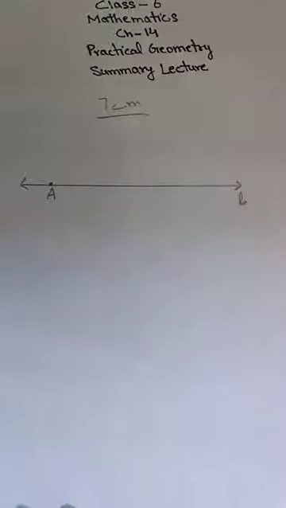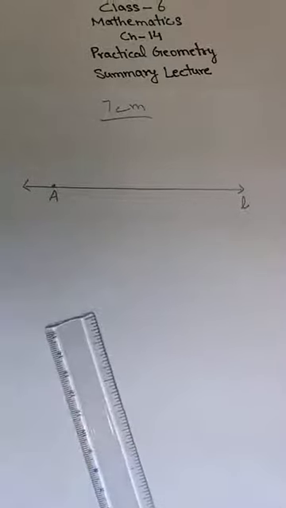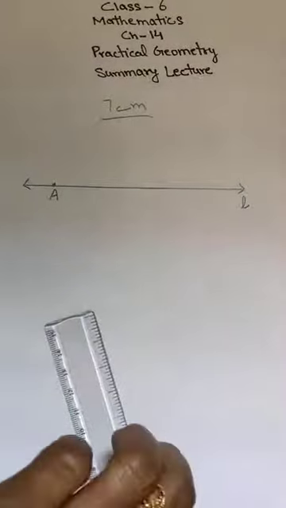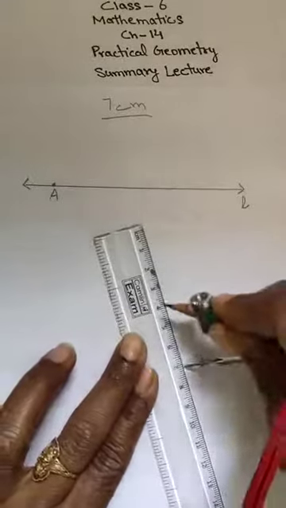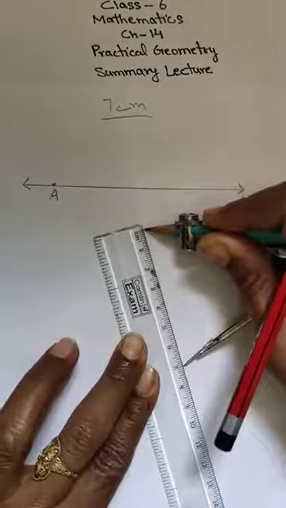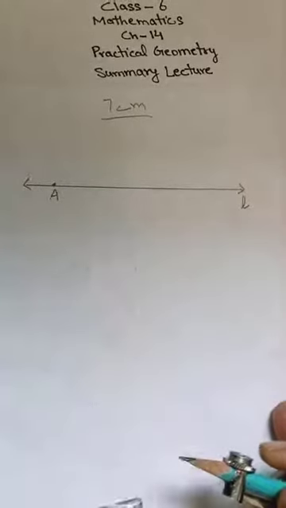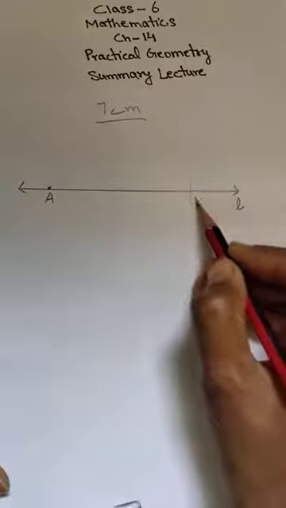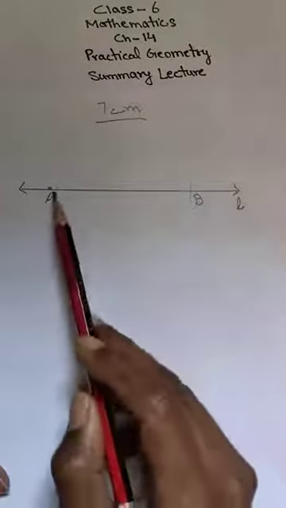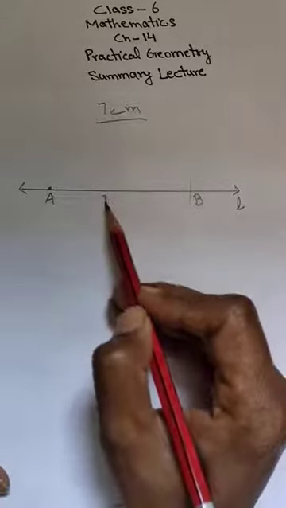This is point A. Now open the compass to a radius of 7 centimeter, as we have to construct a line segment of 7 centimeter. Place the pointer of the compass at A and draw an arc which cuts line L at B. This AB is equal to 7 centimeter.